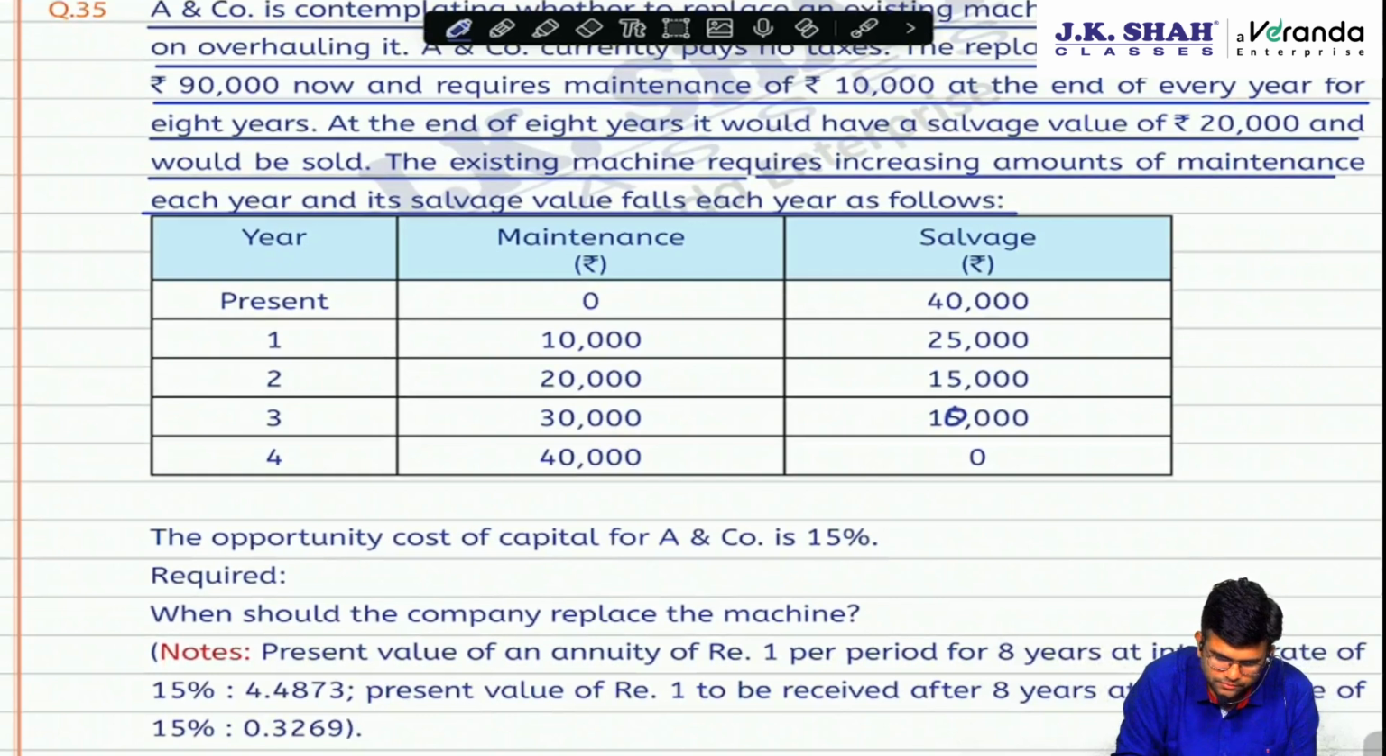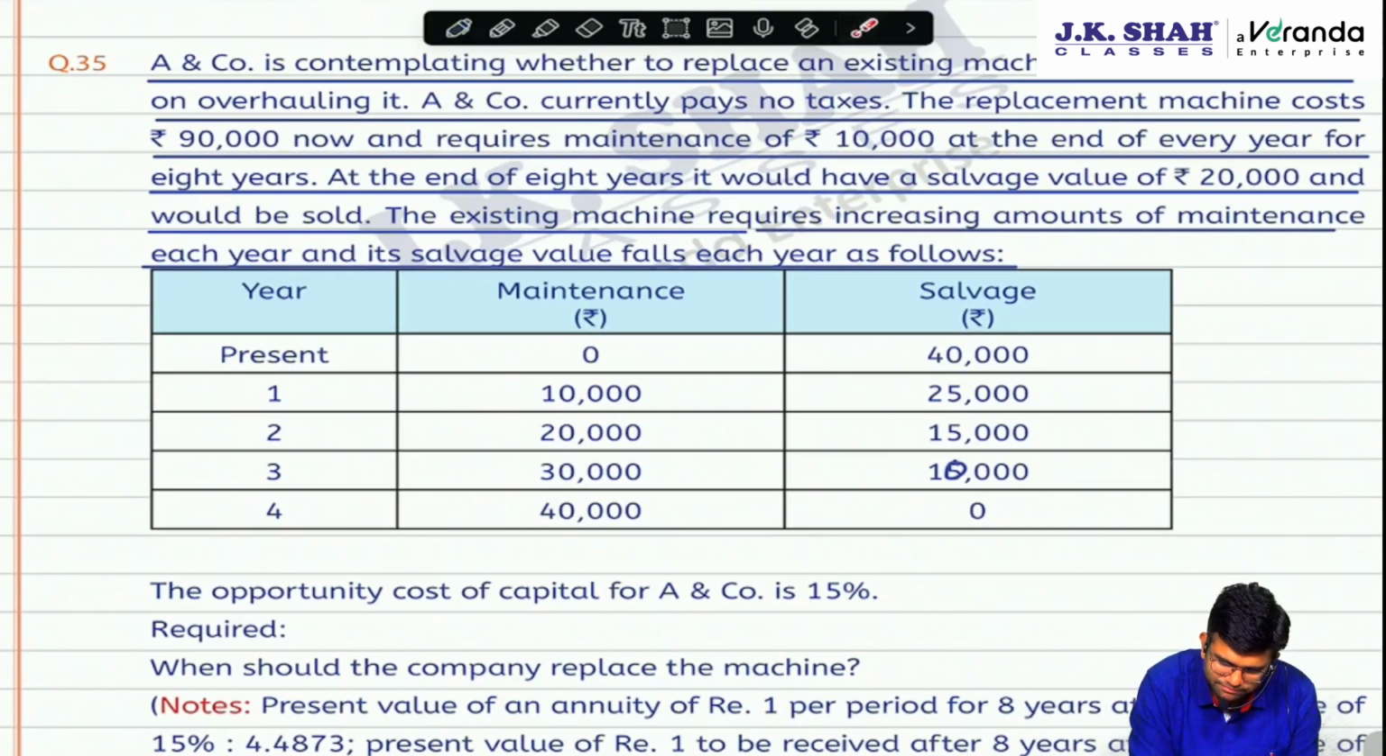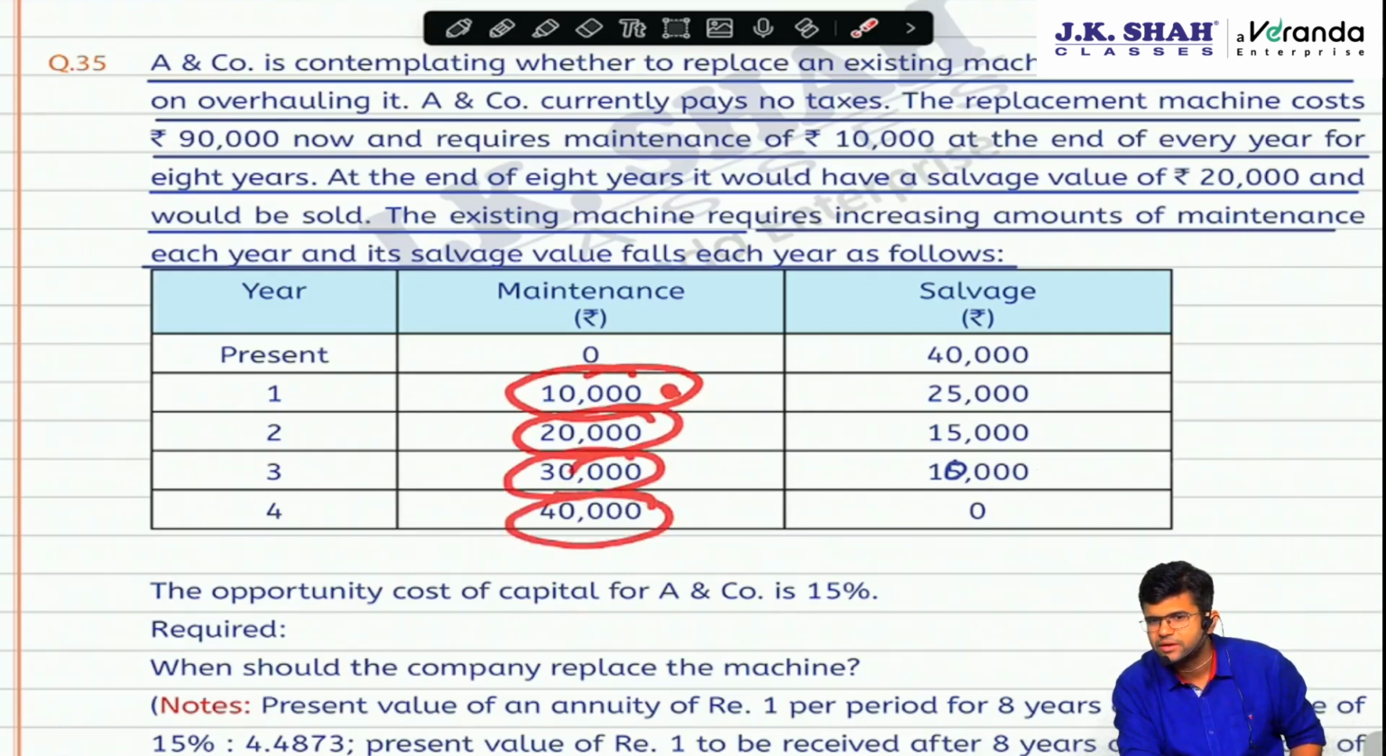Everyone ready? So they are saying that, okay, you buy this 90,000 rupees machine. Everyone clear? If you buy this machine, it will require maintenance of 10,000 every year for 8 years. At the end of 8 years, it would have a salvage of 20,000. Now, the existing machine requires increasing amounts of maintenance each year and its salvage falls each year as follows. So can I say this is the maintenance? Now, sir, they said maintenance is 10,000 every year, no? Why is it 10, 20, 30, 40?